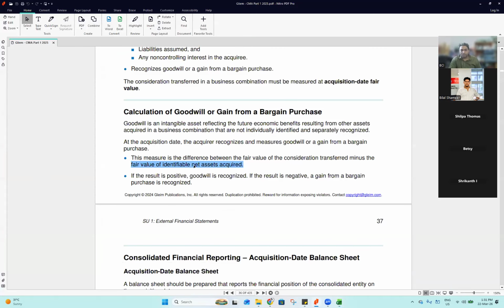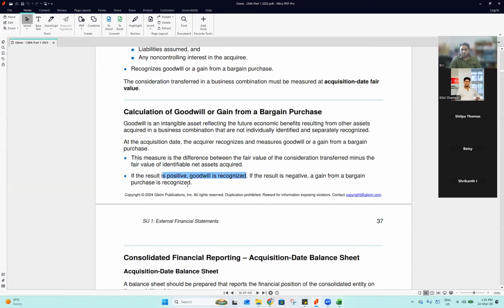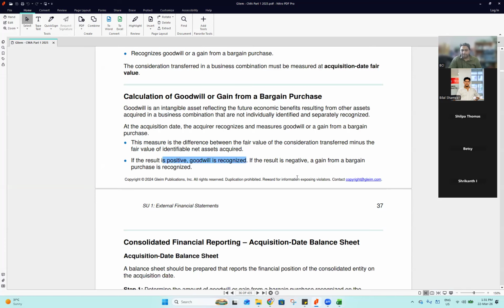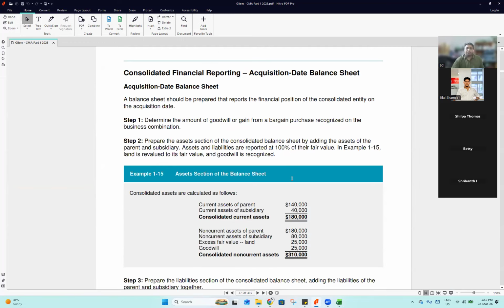Clear? Okay. If the result is positive, goodwill is recognized. If the result is negative, a gain from bargain purchase is recognized. Clear? Yeah. Now, what happens?